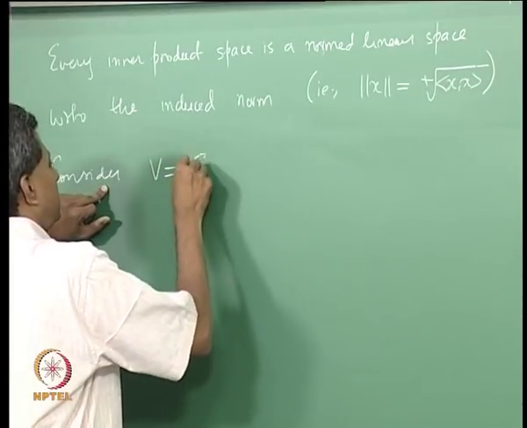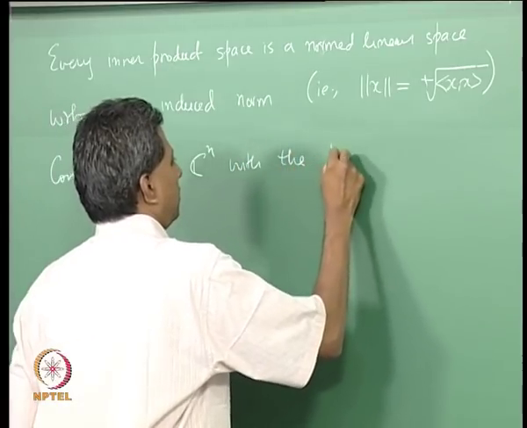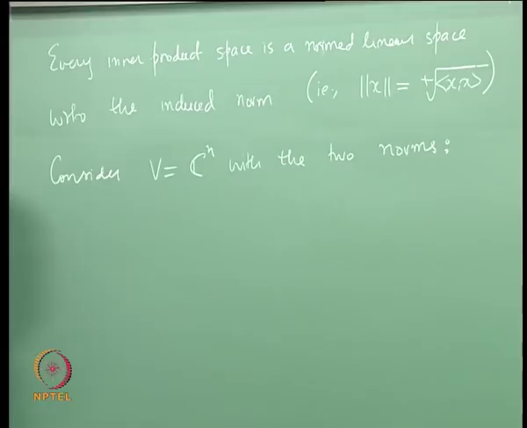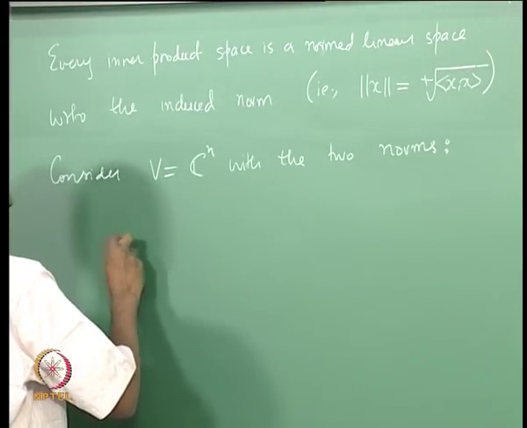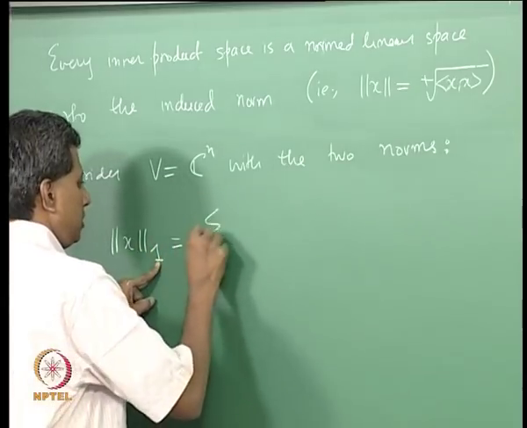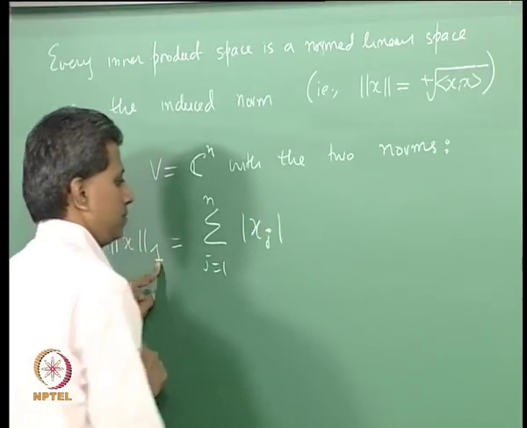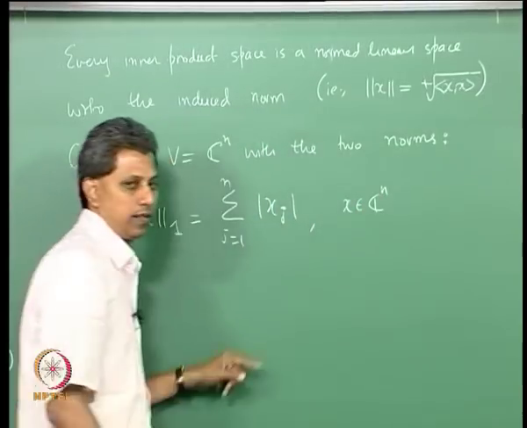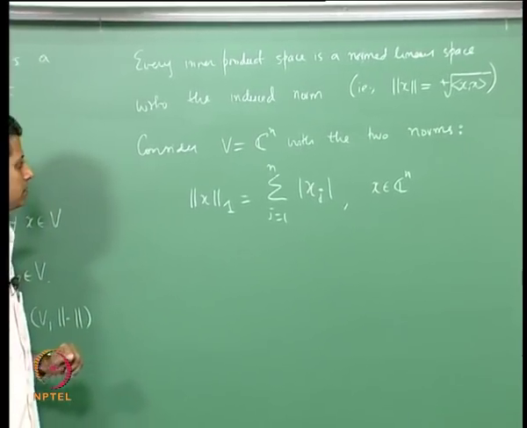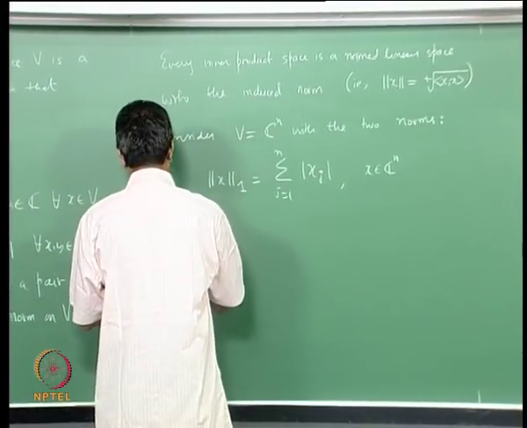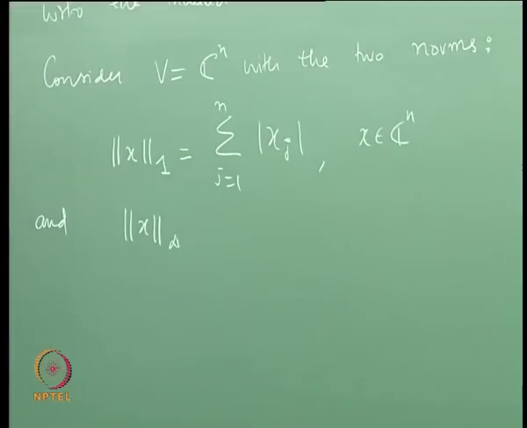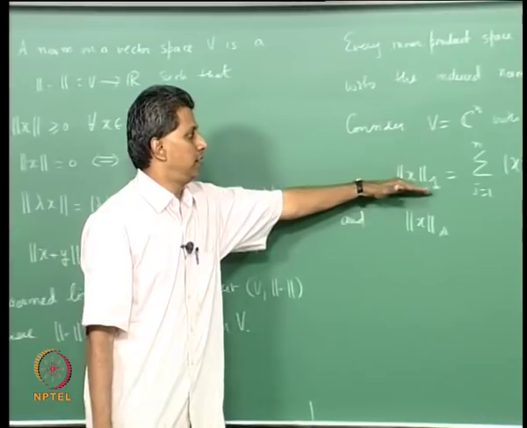Consider V to be Cn with the two norms defined as follows. I will define two norms with respect to which Cn becomes a normed linear space. One is called the one norm, sometimes called the absolute value norm. It goes with the subscript 1, norm x with subscript 1. This is the summation j equals 1 to n of mod xj, where the usual convention is that x1, x2, etc., xn are the coordinates of x. This is called the one norm. All that I am saying is that you can verify that this satisfies these conditions. So Cn with this norm is a normed linear space.